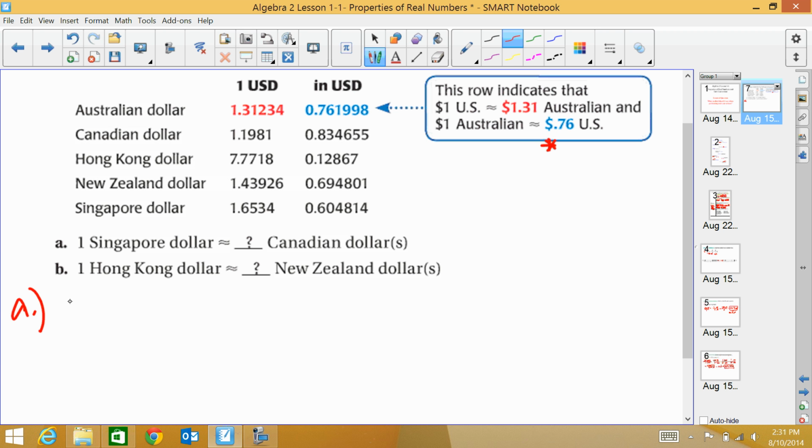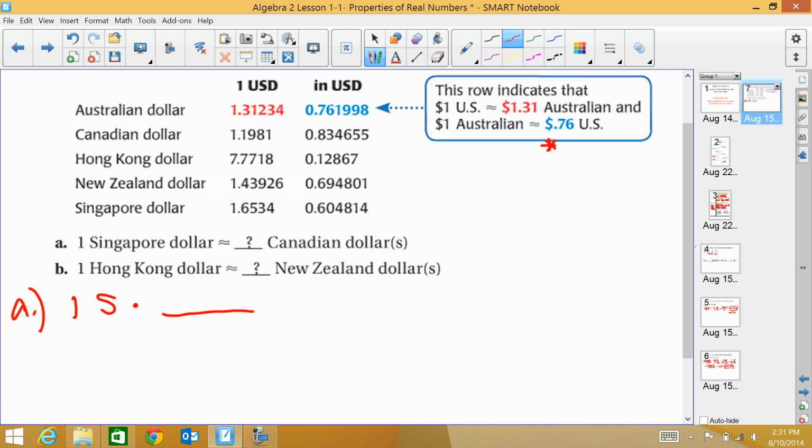We have 1 Singapore dollar. So I'm just going to put 1S for Singapore. And then I want to convert that to US dollars. Now you can use either column for your conversion, but you need to be consistent. So I like to use the 1 US dollar because it seems easier for me. So I know that I have Singapore dollars I'm converting to US.